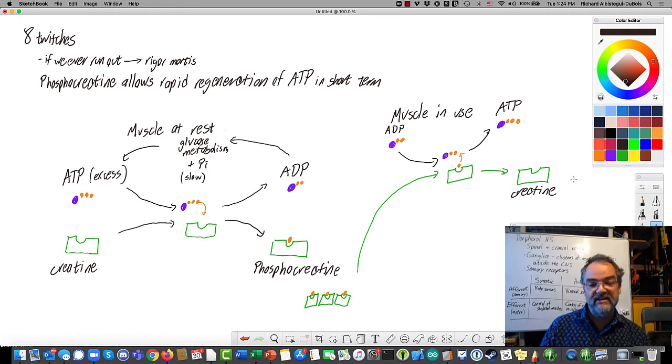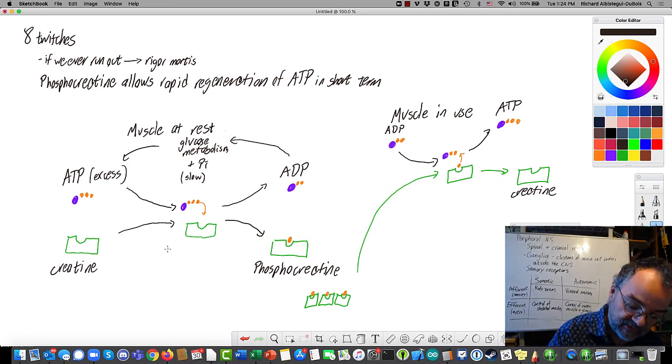The phosphocreatine is just a way of storing power in a non-ATP form that can be used to make ATP quickly. Now, there's an enzyme involved in this. The enzyme that's involved in transferring that phosphate is called creatine kinase.